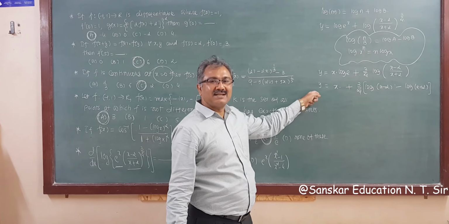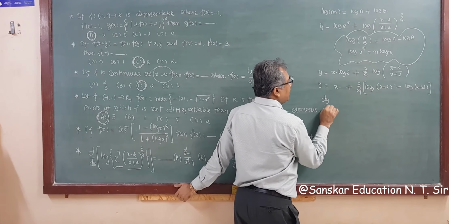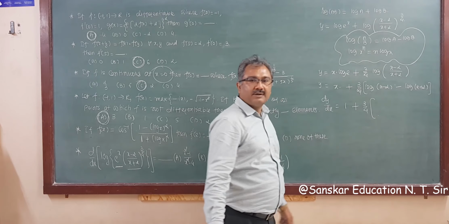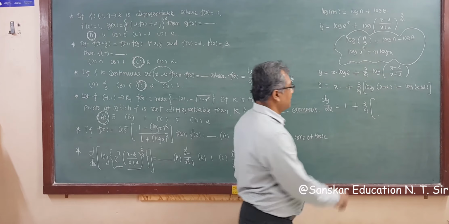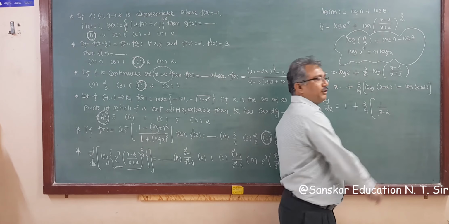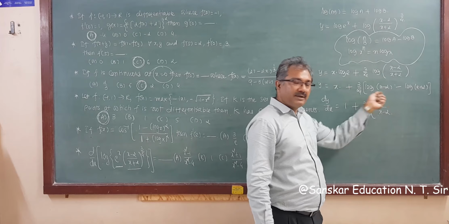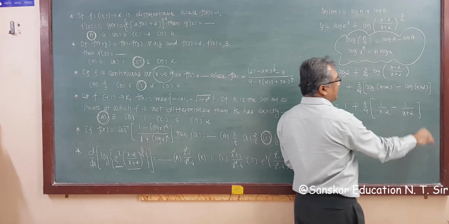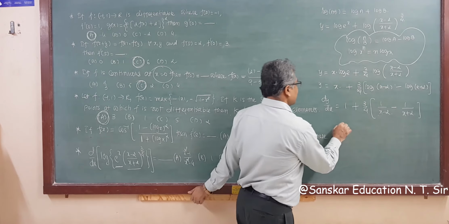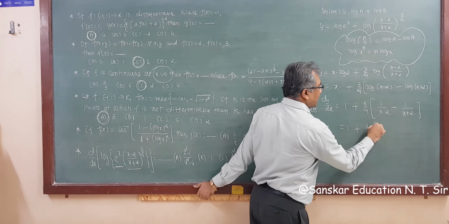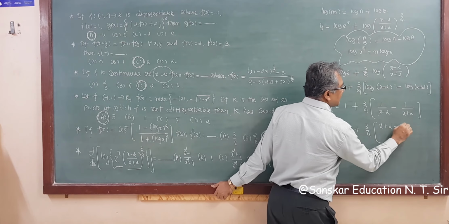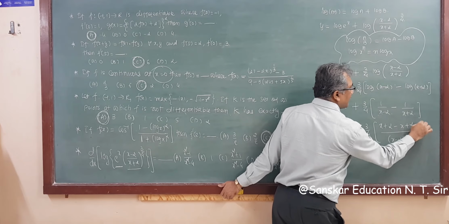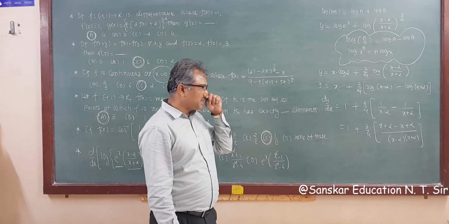Now differentiate with respect to x, that is dy by dx. So dy by dx is equal to 1 plus 3 by 4. Now derivative of log bracket is 1 upon bracket. So this is 1 upon x minus 2, and the derivative of the bracket is 1, so no need to write it again. Minus 1 upon x plus 2, and the derivative of the bracket is again 1. So this is 1 plus 3 by 4, taking LCM, (x plus 2 minus x plus 2) whole upon (x minus 2) into (x plus 2).